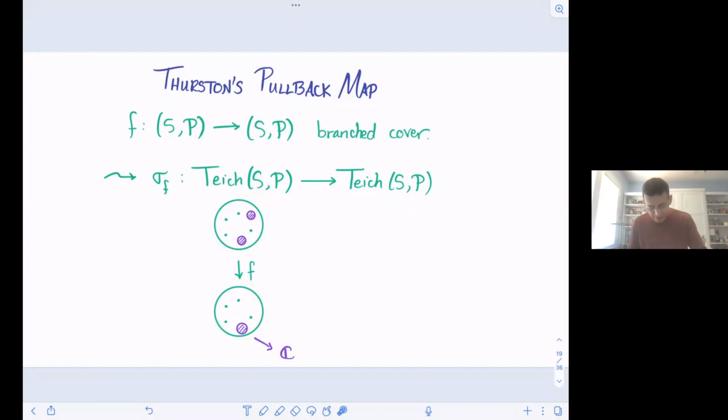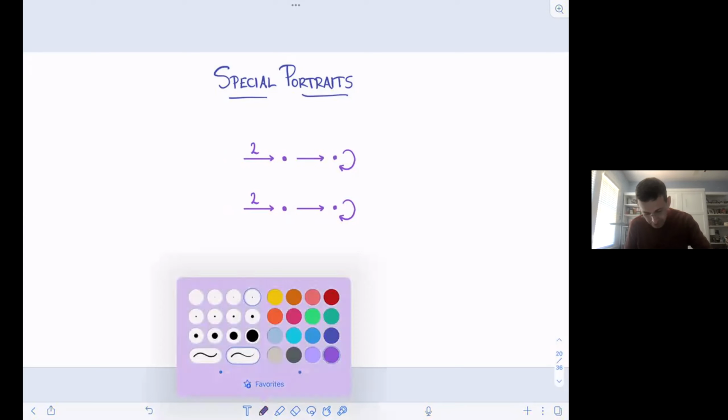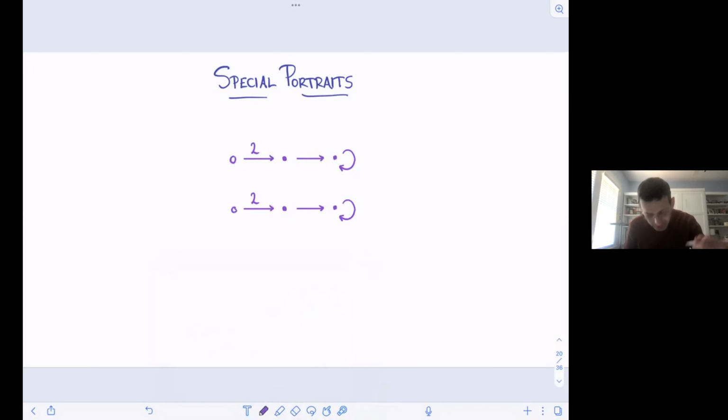Given the branched cover F, sigma F is the pullback map. This I'm going to ask you to put in your pocket. I'll remind you of it. But we talked about portraits, right? You have the critical point. When you have one of these branched covers of a surface over itself, you have critical points. And actually, I wanted these to be not marked. So there's these two critical points, and they're mapping to these two post-critical points with degree 2. And then those map to these points, which then map to themselves. So if an arrow is unmarked, it's degree 1.